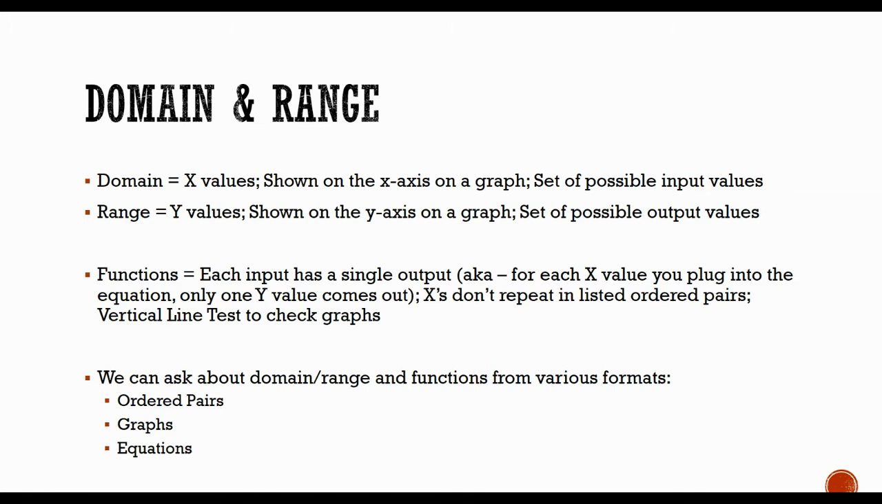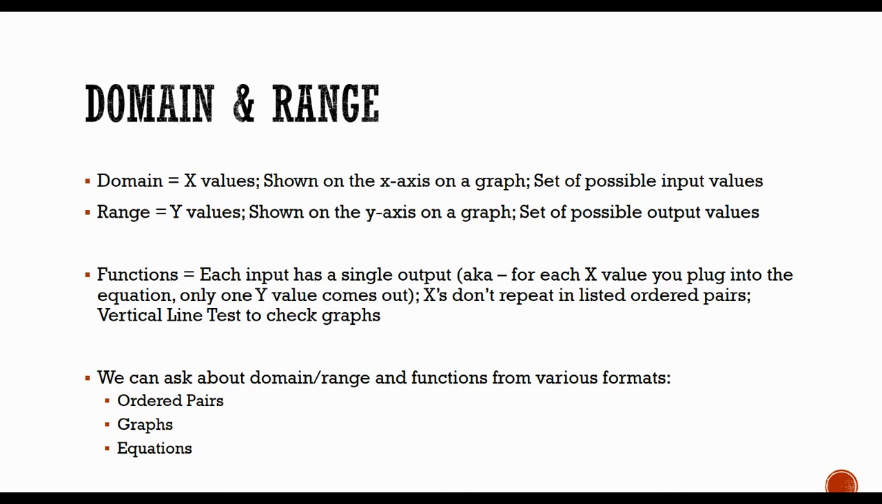Domain is your x values. They're shown on the x-axis of your graph, and it's a set of all possible input values, things you can plug into your equation. Your range are your y values. They're shown on the y-axis of your graph, and it's a set of all possible outputs. So when you plug in something for domain, you're getting out the range value.